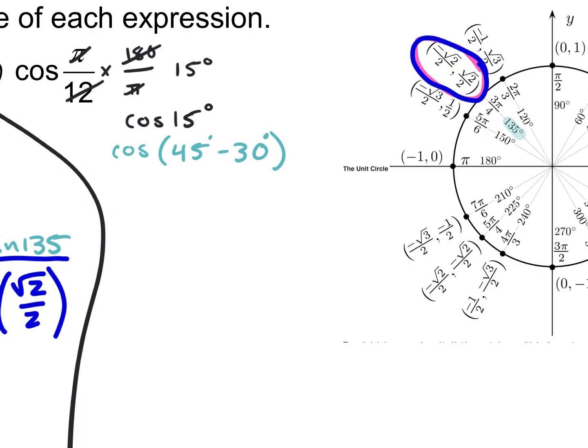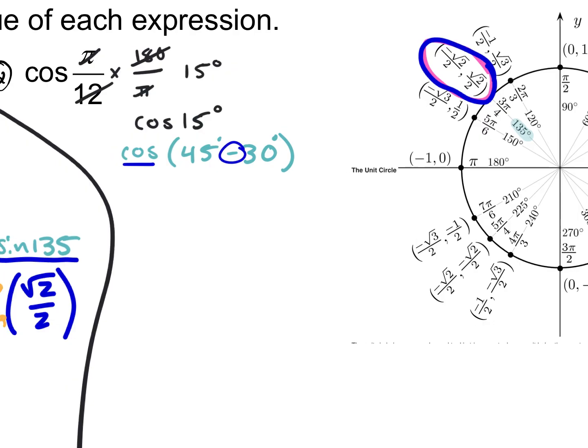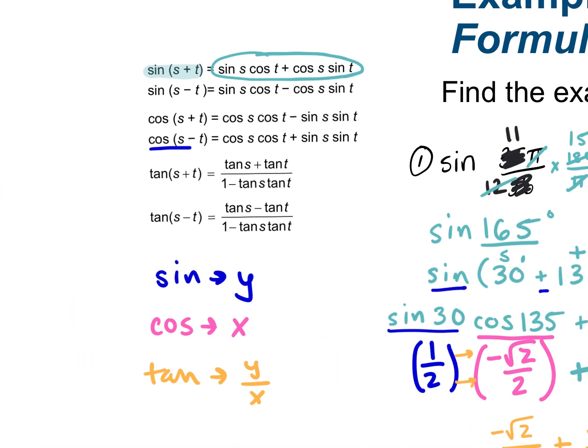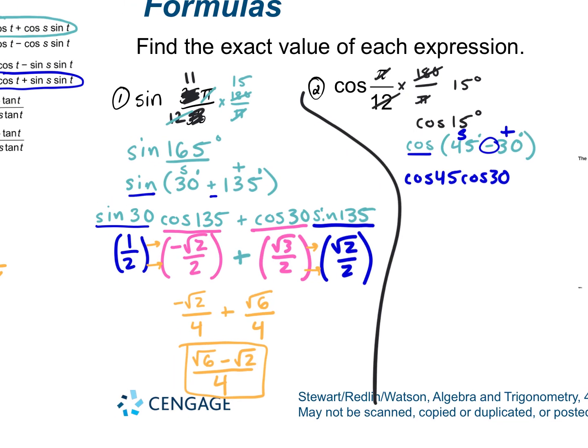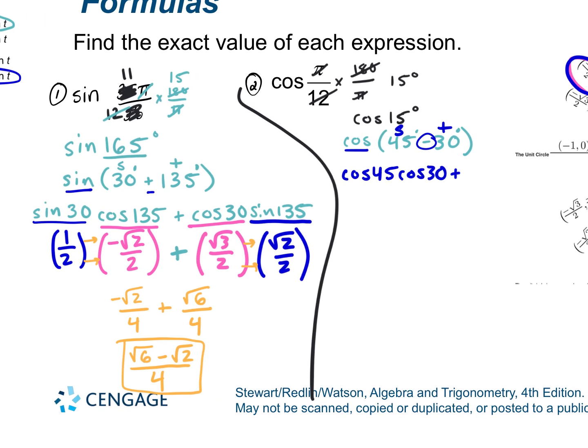So we need to figure out what formula goes with cosine with a minus in the middle. Perfect. Cosine with a minus would be the fourth one. So we're going to use the right side of our equation here. The first number is going to be our S and the second one's our T. So we have cosine of 45 times cosine of 30 plus sine of 45 times sine of 30.